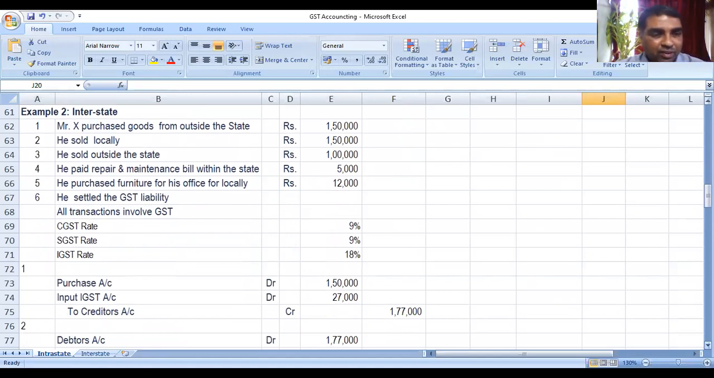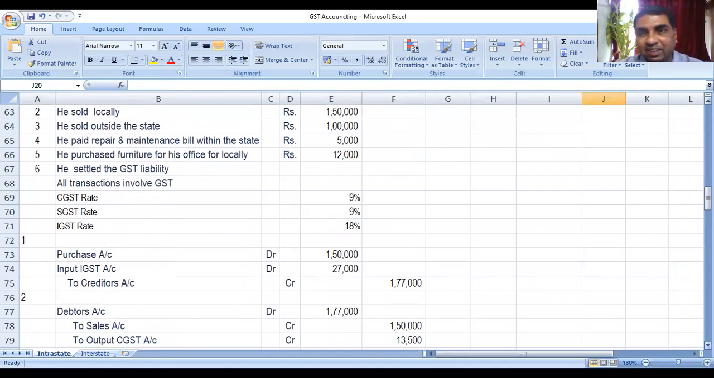First of all, when purchases are made interstate, what kind of credit will be available? Interstate purchase. Sir, IGST credit. IGST credit. So we have given the name input IGST. You can give input IGST or IGST input. Normally these kinds of names are given. You can give some other name also, but it will be easier if you follow a standard pattern.